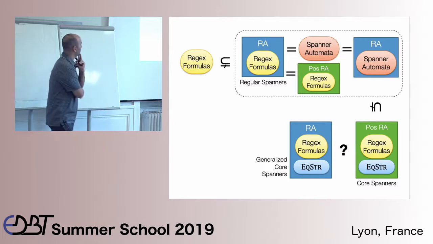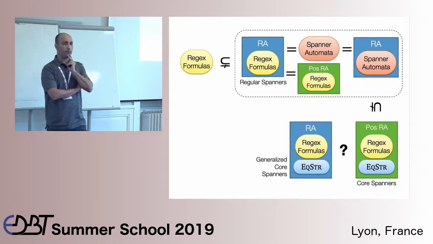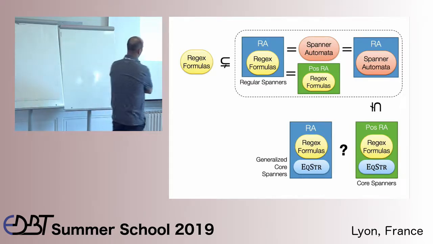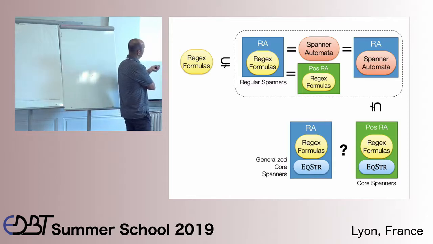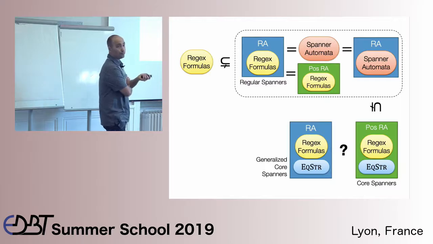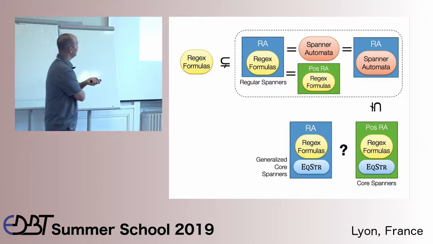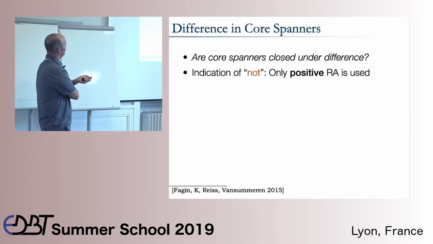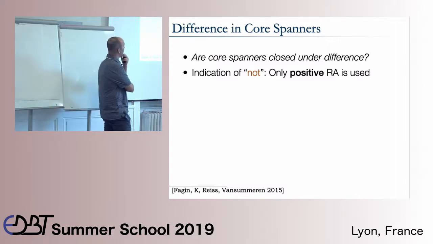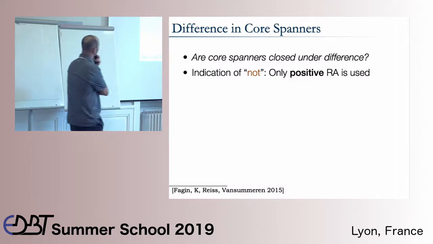So the question is, do we need the strength of the relational algebra? Do we need difference to increase the expressive power? Or put differently, is this class, the core spanners, close to difference, to the non-positive algebra? Okay, now this is an interesting story. It took us quite a while to get to the answer.